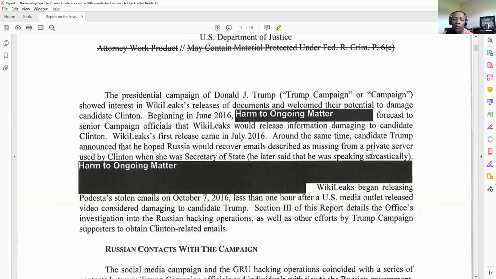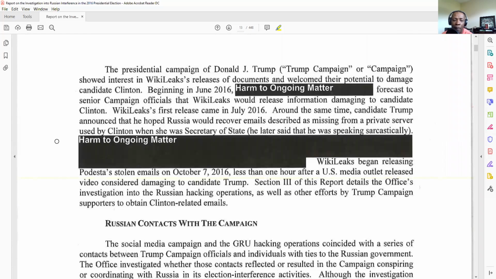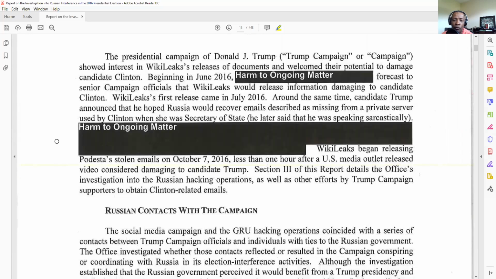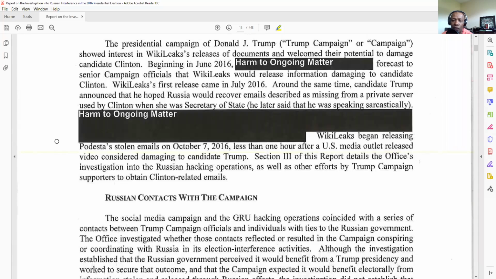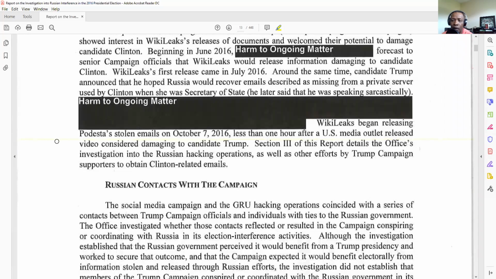The presidential campaign of Donald J. Trump, "Trump Campaign" or "Campaign," showed interest in WikiLeaks releases of documents and welcomed their potential to damage candidate Clinton. Beginning in June 2016, [redacted due to harm to ongoing matter] forecast to senior campaign officials that WikiLeaks would release information damaging to candidate Clinton. WikiLeaks' first release came in July 2016.